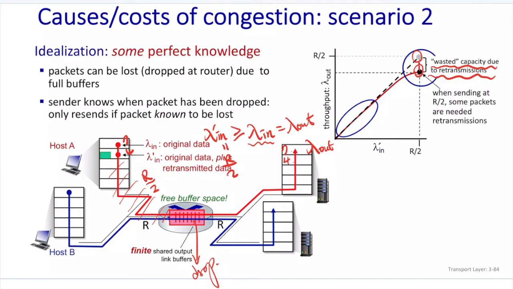And the value we care about is lambda out, which is the throughput at the receiver side at layer 7. So it should be a little bit less than R/2. That is because lambda prime n is larger than lambda n because of retransmission. Okay, take some time to comprehend these things.